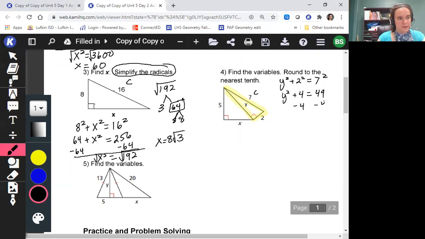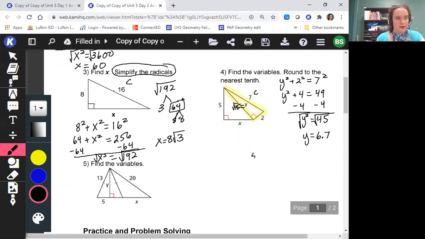Subtract 4 from both sides. And we get y squared equaling 45. Take the square root of both sides. And we get y equaling 6.7 when we round to the tenths place. Now notice I'm not going to stick that 6.7 back into this problem. I'm going to stick the square root of 45 back in because the square root of 45 is inexact and 6.7 is rounded. So now to find x, our hypotenuse is that square root of 45.